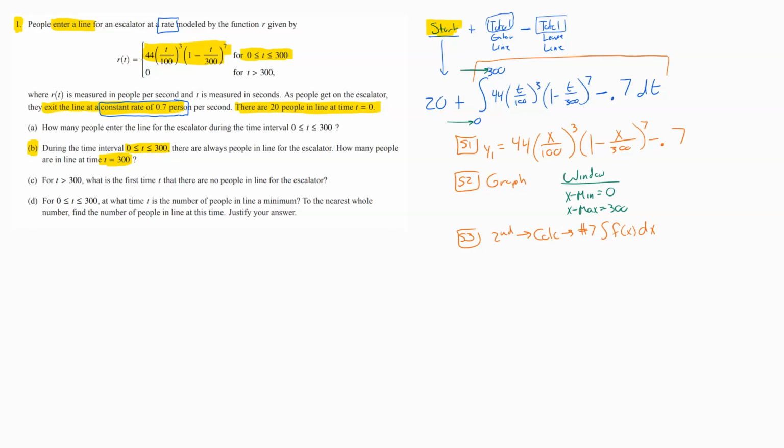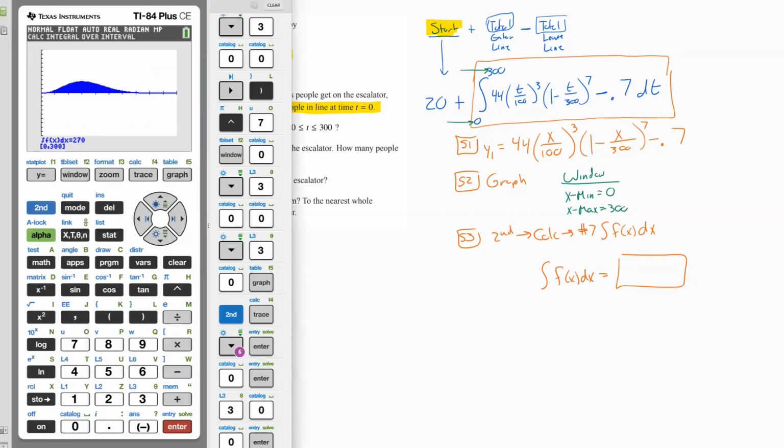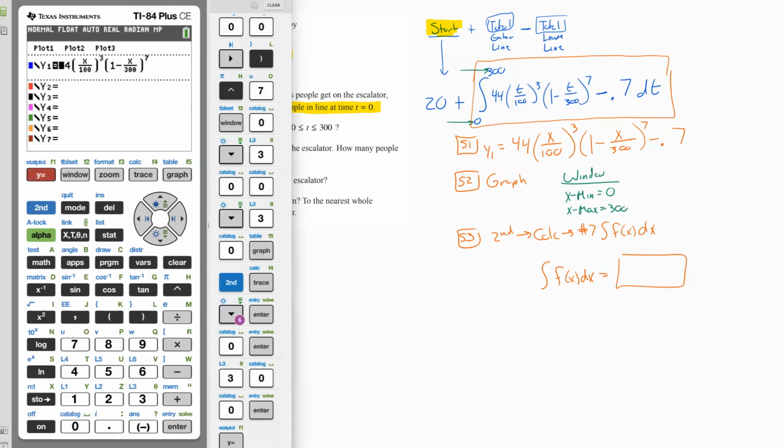The calculator is going to ask us a couple of questions, we'll answer them, and at the end it's going to say integral of f of x dx equals, and whatever that is going to give us this piece of the puzzle here, and we'll take that number, add it to 20 to get our final answer. So I'm going to open up the calculator, go to my y equals. You should still have that equation in there.